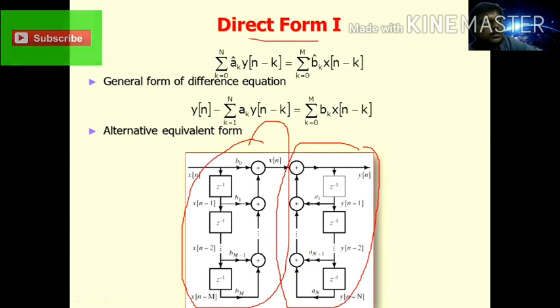An easy way: first you construct the numerator term, then the denominator term. Then you combine the 2 blocks and you get the original direct form 1 structure. Right? If you have any doubt, just go to the next slide.